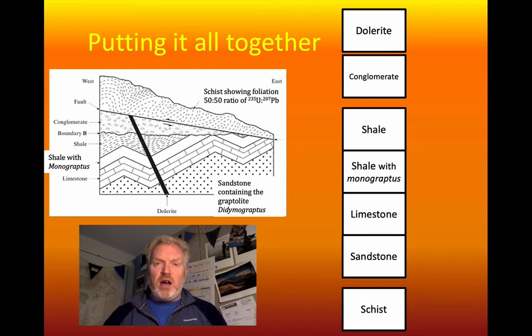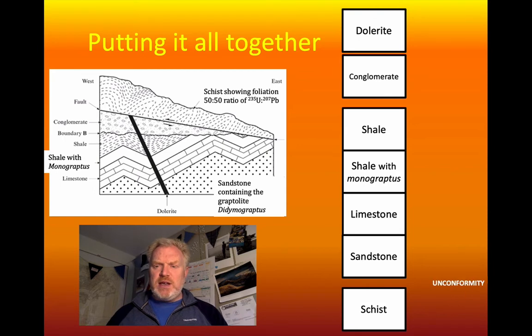These sedimentary rocks are in sequence. We know that because we've got Didymograptus below Monograptus. So we've got sandstone with limestone, this Monograptus shale, and finally the other shale sitting in a sequence. Superposition tells us that that's the case. You'll then notice before conglomerate I've left a gap. That gap is boundary B. Okay. I know conglomerate must be younger than the shale because you can see it cuts across the shale. We then have our youngest rock here is the dolerite. Dolerite is cutting through these other rocks.